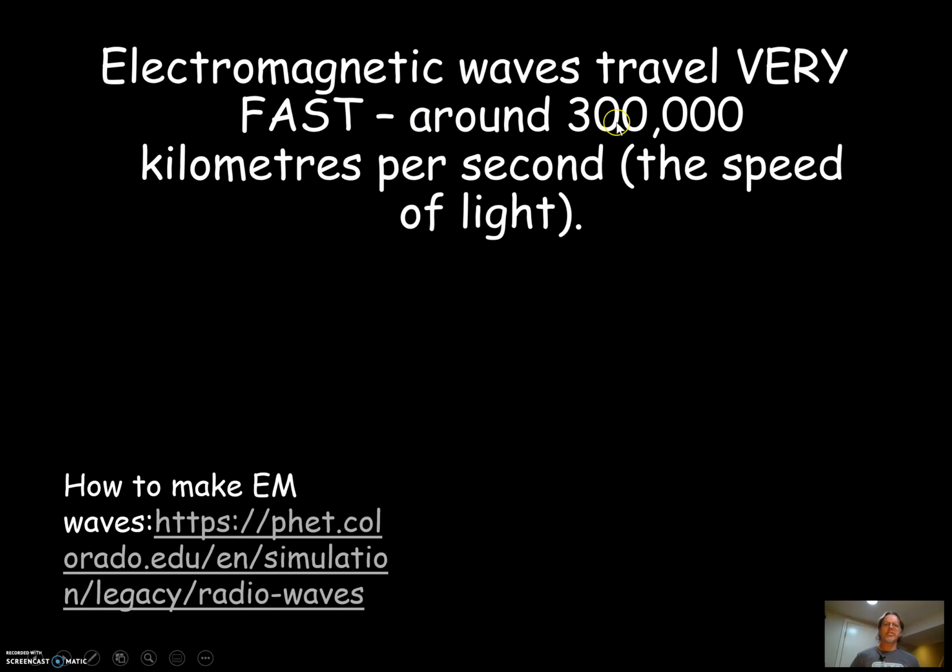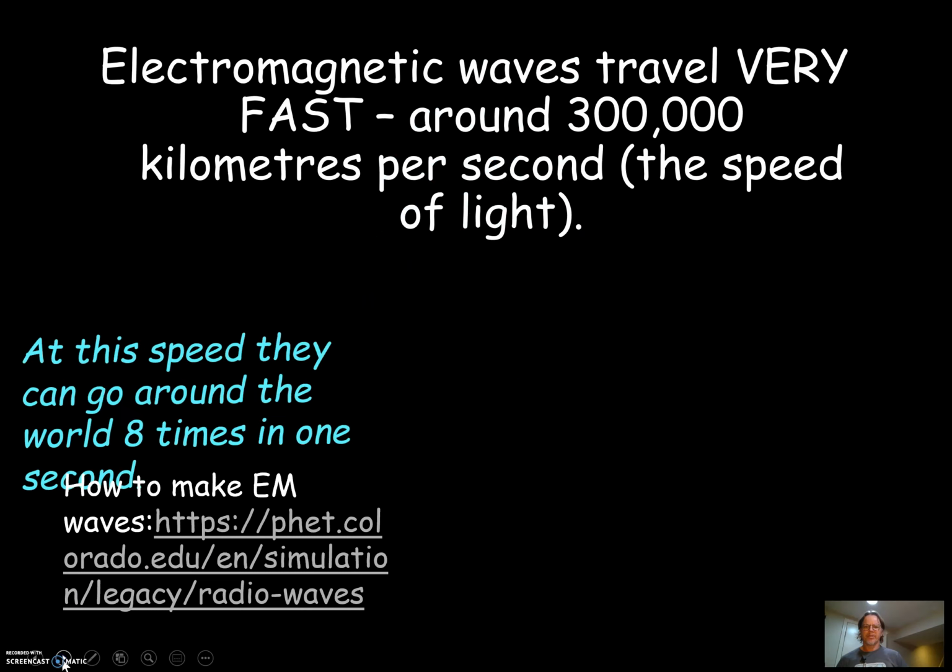So they all travel the same speed, 300,000 kilometers per second, which is 300 million meters per second. So that's 3 times 10 to the 8th. In a vacuum, even in air, it's still, to 3 sig figs, it rounds off to 300,000 kilometers per second, or 3 times 10 to the 8th. Good number to memorize, the speed of light, because you use it so often.